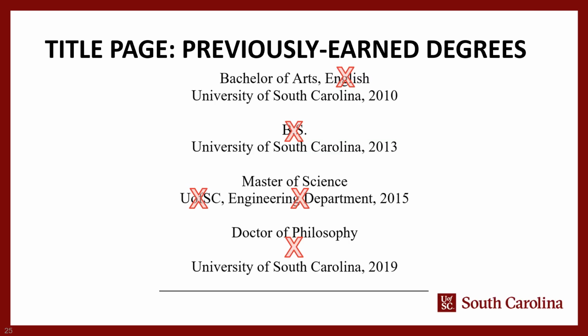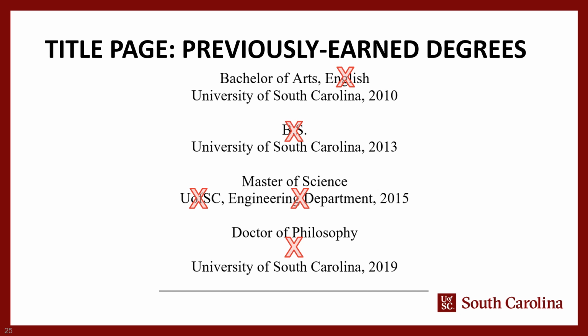When inserting your previously earned degrees on the title page, do not include the major or concentration with the name of the degree, and do not abbreviate the degree name. Below the name of the previously earned degree, you should include the name of the institution that granted the degree and the year you received it. Do not include the name of the country where that institution is located. Do not abbreviate the name of the institution, and do not include the name of the department within the institution. Always type out the full name of the degree and the institution as they appear on your transcript or diploma.